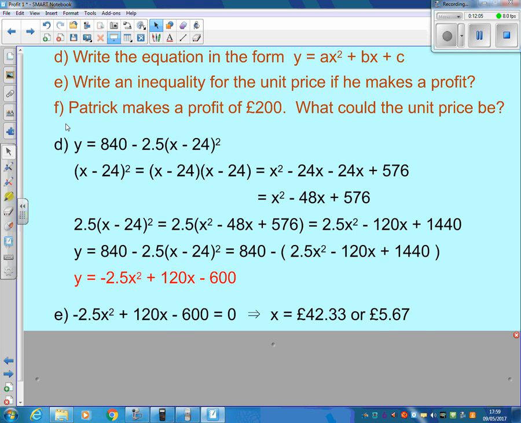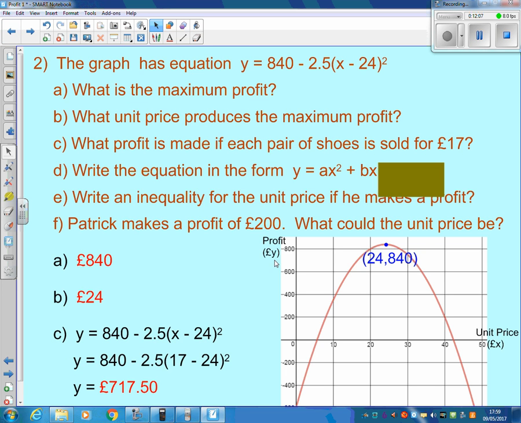Okay, now if I look back at the graph, what it's saying is that's £5.67, that's £42.33. I make a profit, or Patrick makes a profit, if he sells the shoes anything in between those prices. If he sells them at those prices, he breaks even. If he sells for less than £5.67 or more than £42.33, he makes a loss. So I want to be in between the two.